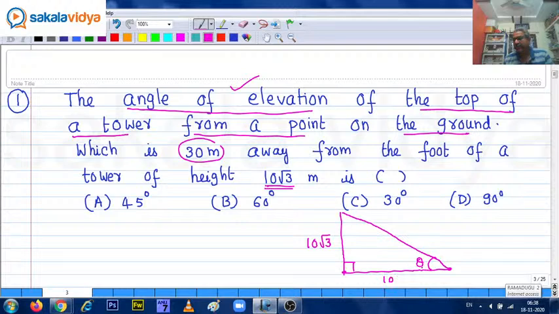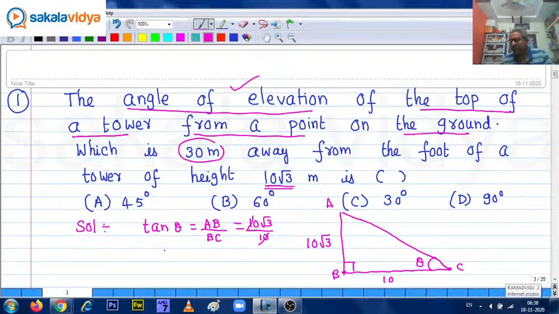Then we need to find this one. Applying this is very simple. Take triangle ABC. Define the tan ratio. What is tan theta? Tan theta is equal to opposite AB upon BC. AB is 10 root 3, BC is 10. The 10 gets cancelled. Tan theta is equal to root 3. Now we just need to find the theta value.